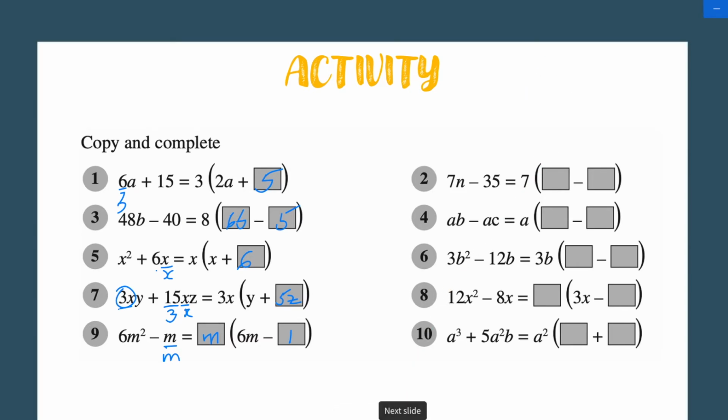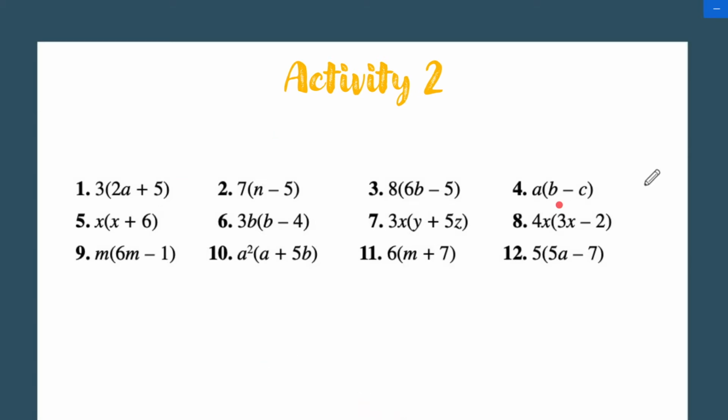I'm just gonna quickly give you the answers for the rest of it. So these are the answers for the rest of those numbers. I hope this makes sense. So mark the work and let's move on to the next activity after this.